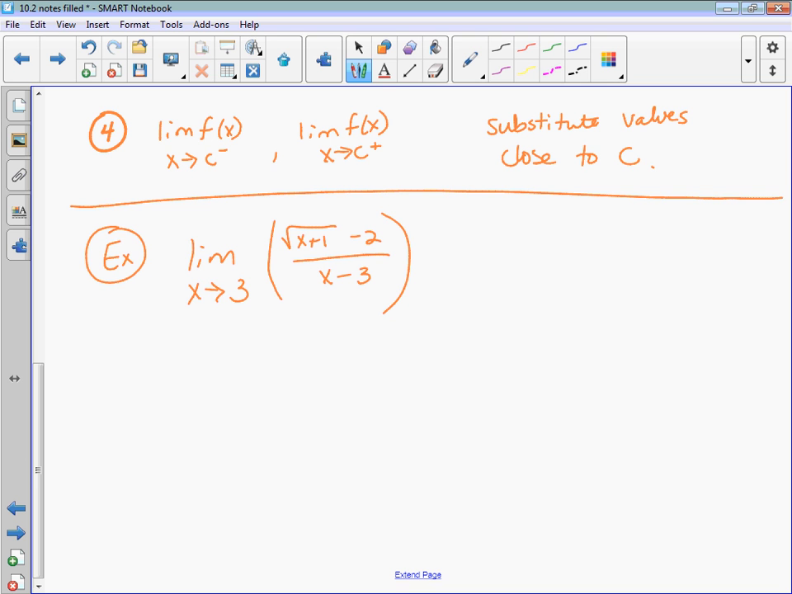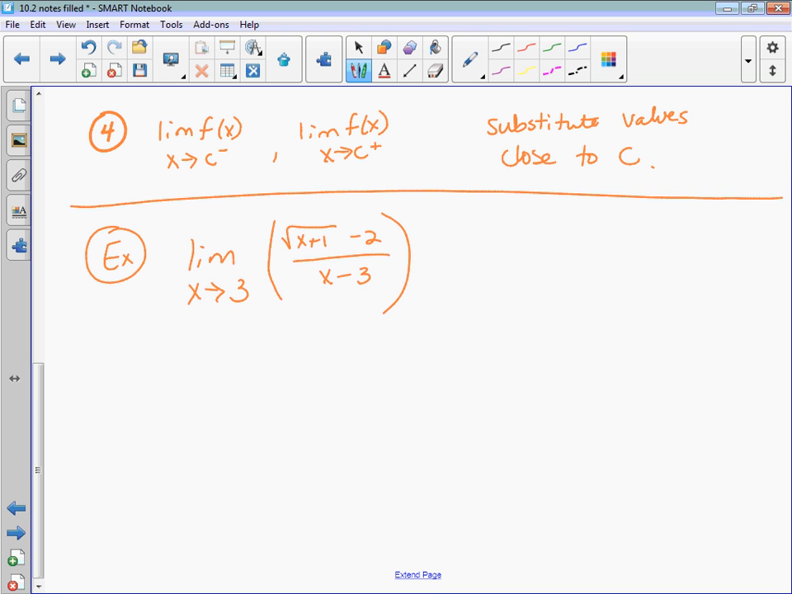All right, can I just plug in the 3? Nope. That's always the first thing you should think about trying, though. Just check, like, can I plug that in? If not, then you got to do something else. It doesn't look like any nice factors here that I can cancel out either, right?